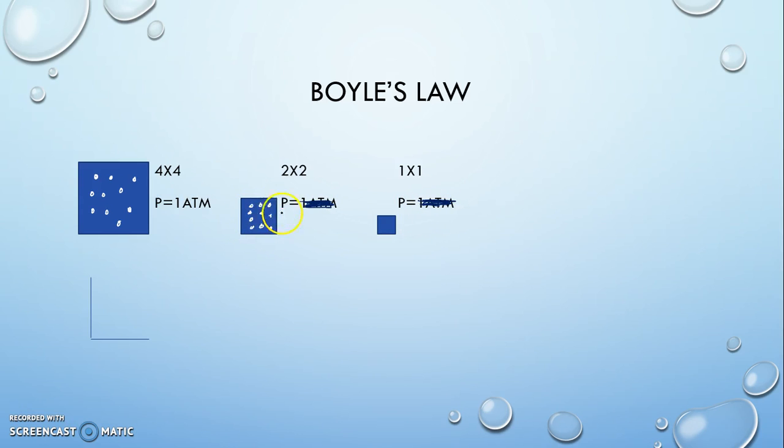Okay, so we have a smaller volume. It's half the volume. And if it's half the volume with the same number of particles, what's going to happen to the pressure? Well, it should go up by double, right? So if one goes down, one goes up. If one goes up, one goes down, right?